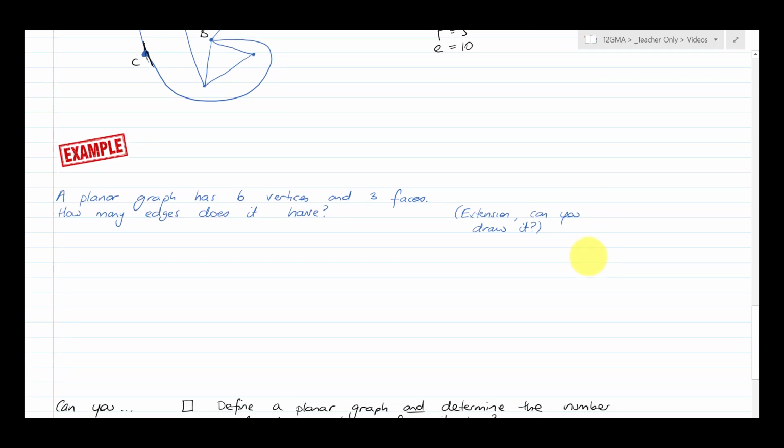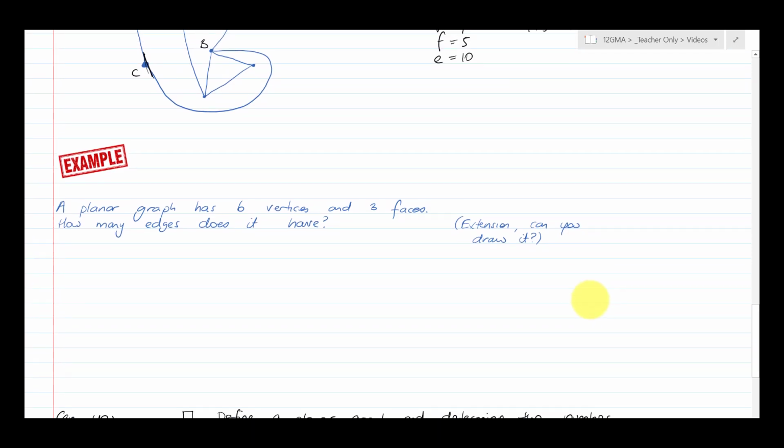Example, a planar graph has 6 vertices and 3 faces. How many edges does it have? Now remember, vertices plus faces minus edges equals 2. So 6 vertices, 3 faces minus E equals 2. So 9 minus E equals 2. Solve it however you like, but what equals 2 when I take it away from 9? E must equal 7. 9 minus 7. And so there's our number of edges.